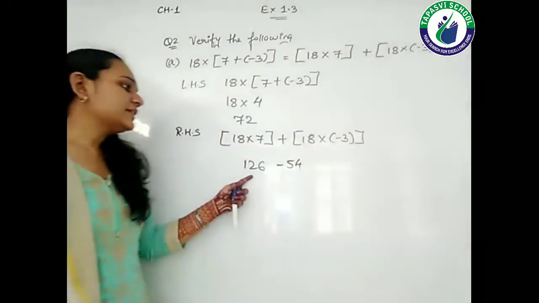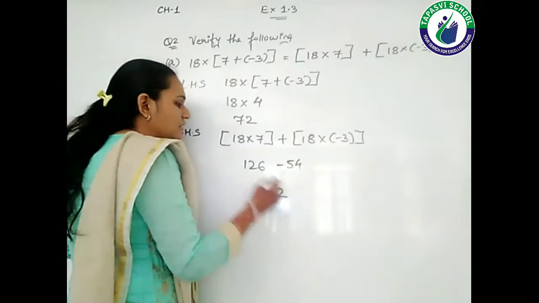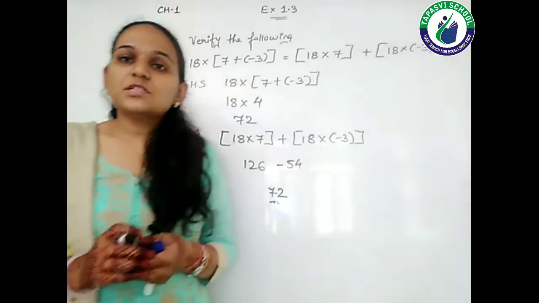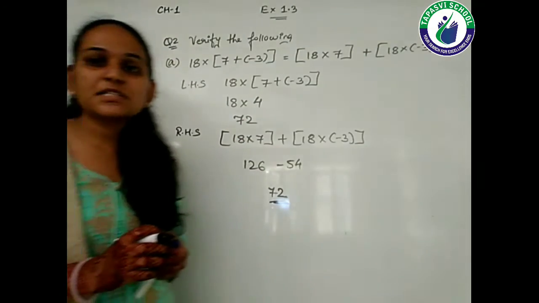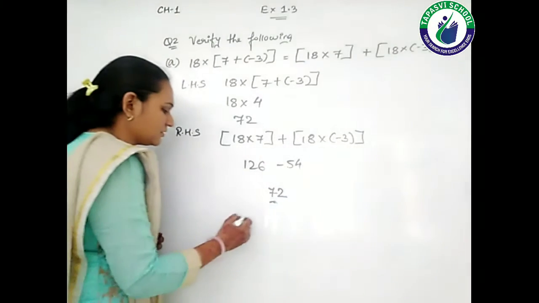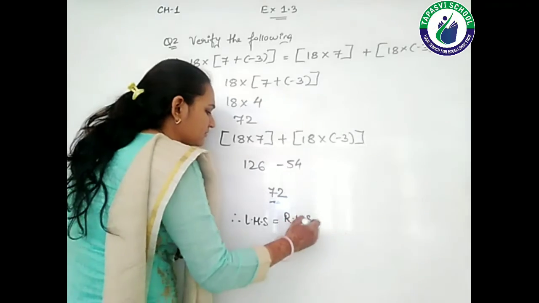Now 126 minus 54. So 6 minus 4 is 2. 12 minus 5 is 7. Right? So students, we can see that on the left hand side and the right hand side, both the answers are coming the same. So in the below you have to write, therefore LHS is equal to RHS.